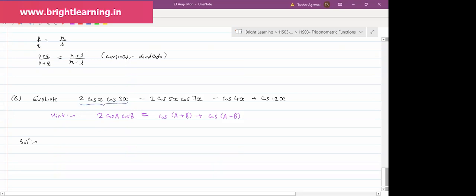Twice cos A cos B, if I apply for the first part, can you see that A is equal to x, B is equal to 3x? So twice cos A cos B, the first fraction will be equal to cos of A plus B, that is 4x, plus cos of A minus B, that is x minus 3x. So x minus 3x is cos of minus 2x. Can I write cos of 2x only? Because cos of minus theta or cos of theta does not make any difference.